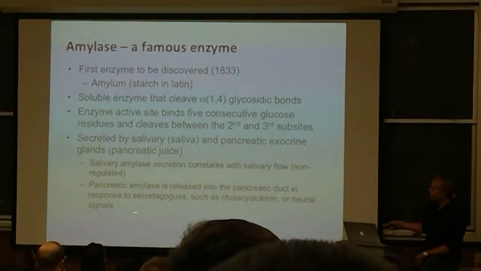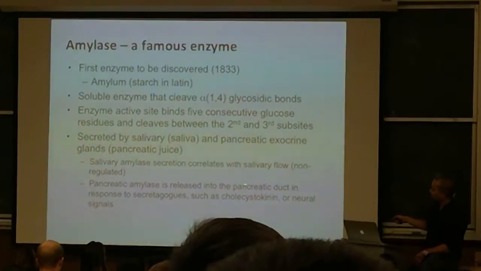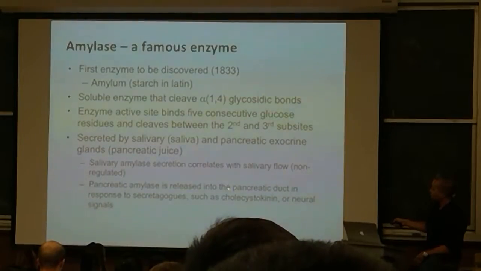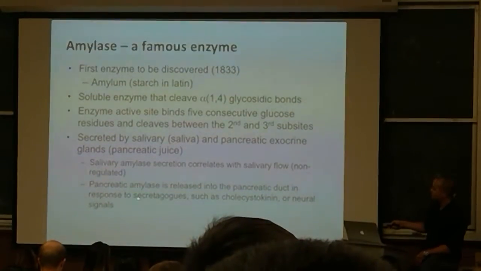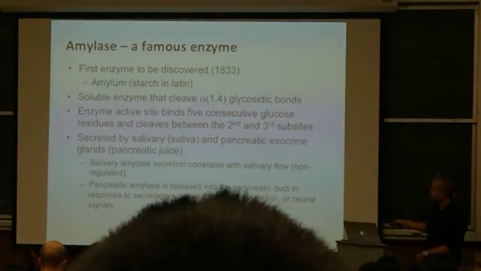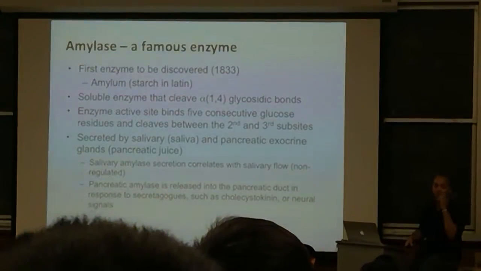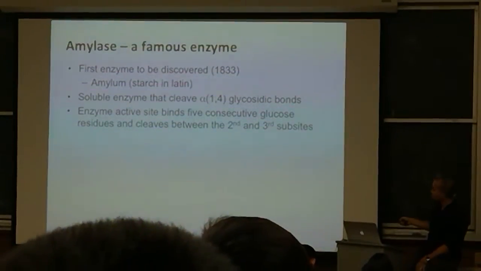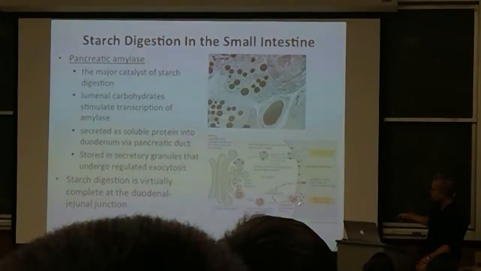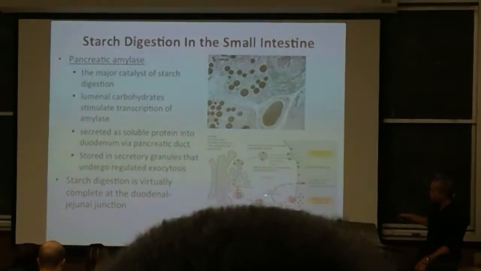In terms of the pancreas, though, it is regulated. So the pancreatic exocrine glands, and it's secreted into the pancreatic duct by secretagogues such as cholecystokinin or neural signals. And so these are the signals that are going to be inducing this fusion of the vesicle.